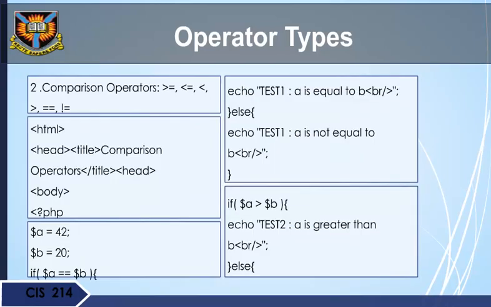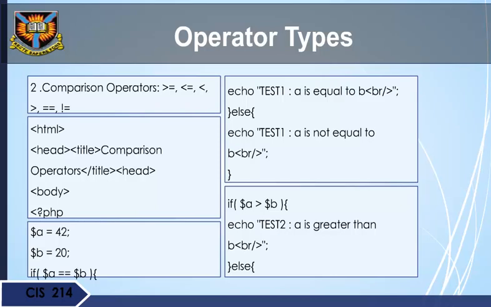2. Comparison operators. Echo test: A is equal to B, br in angle brackets. Echo test: A is not equal to B, br in angle brackets. Echo text 2: A is greater than B, br in angle brackets. Read on and on like that.